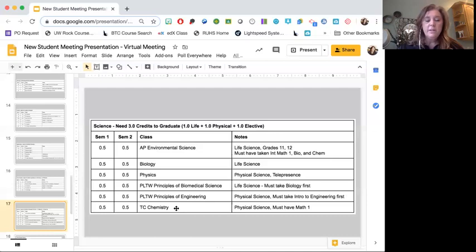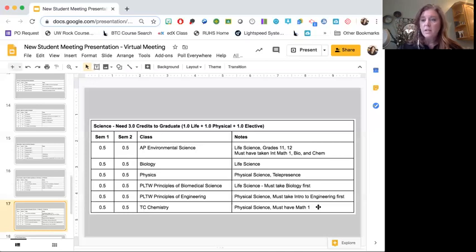And the last class that we offer is our TC Chemistry class. This is a transcripted credit chemistry class, which means it will show up in a BTC transcript, and you can use that to start your associate's degree. It is a year-long class, counts for physical science credit, but you do have to have integrated math 1 first, which means we recommend you take this in your 10th grade year.